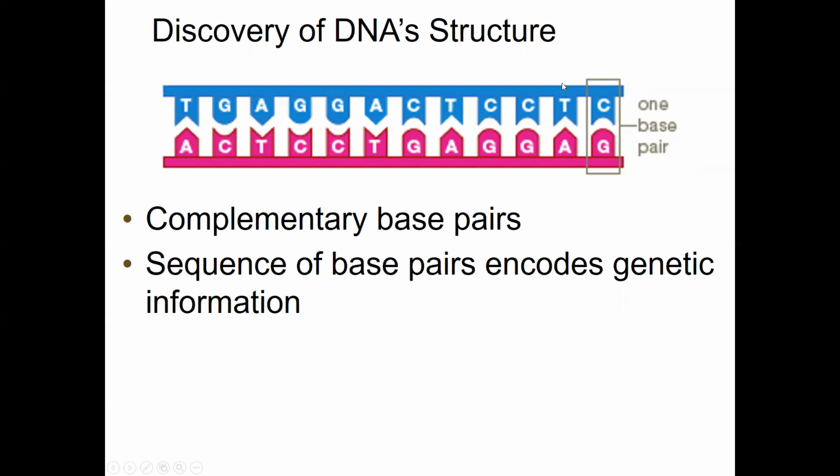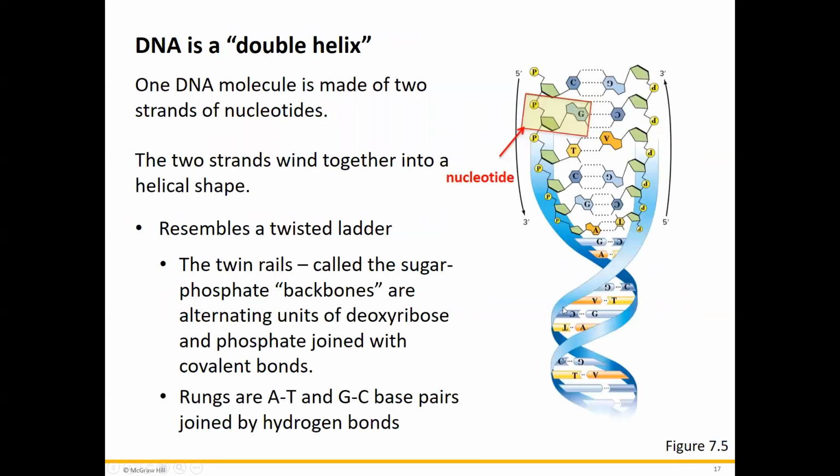And so here is the backbone of the structure, and the bases go across the middle and pair up. And we realize it's the sequence of those base pairs that encodes the genetic information. So Chargaff also played a part here in helping us to understand the structure. So we know DNA is a double helix, and it's made out of 2 strands of nucleotides. So this is one strand, and then the opposite side is the second strand.